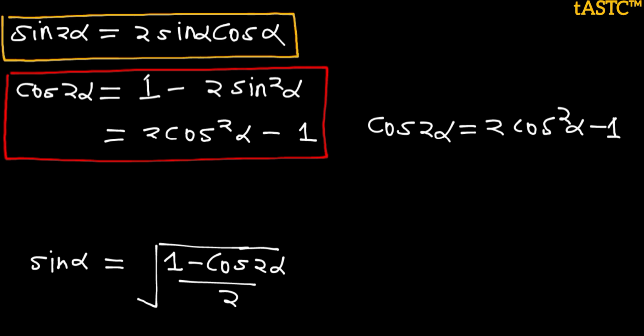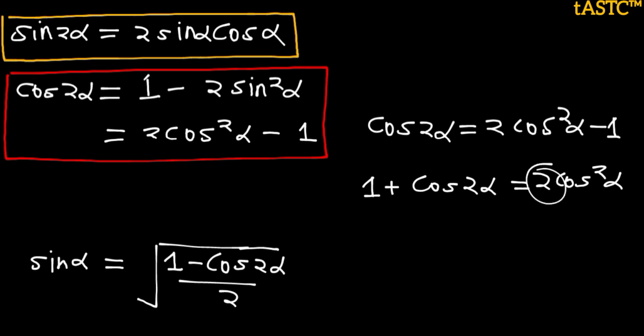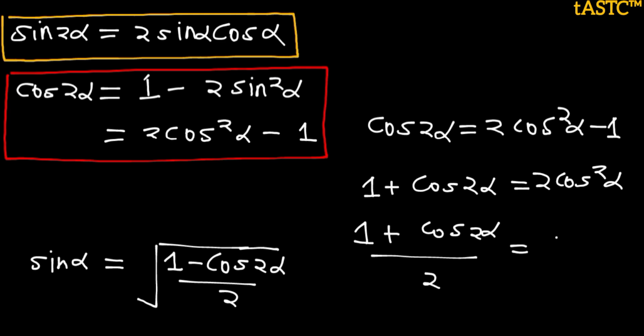Now what I'm going to do is take this 1 to the other side. So that will be 1 plus cos 2 alpha, which is equal to 2 cos squared alpha. I'm taking this away from that side. That will give me 1 plus cos 2 alpha, divided by 2. So we're going to have cos squared alpha.